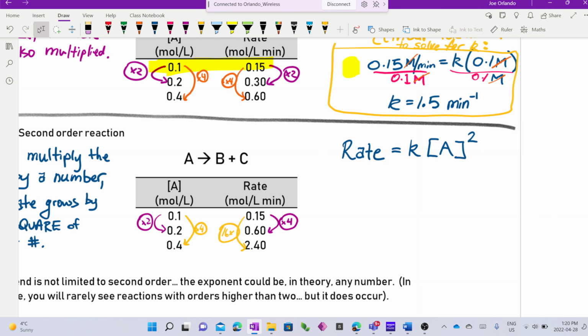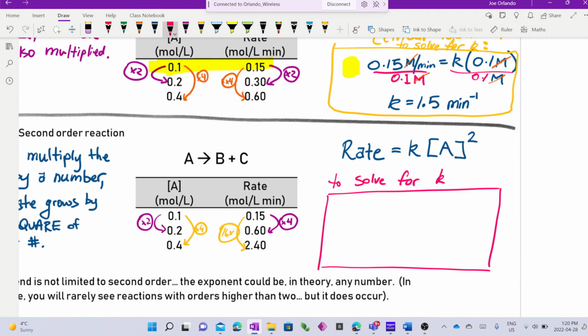So now, how could we solve for this K if we wanted to? Why would it be squared? It's second order. First order is 1, zero order is 0. Well, I think we could just say K is going to be equal to the rate divided by the concentration of A squared. So there we go. Do we have an example that we can use?